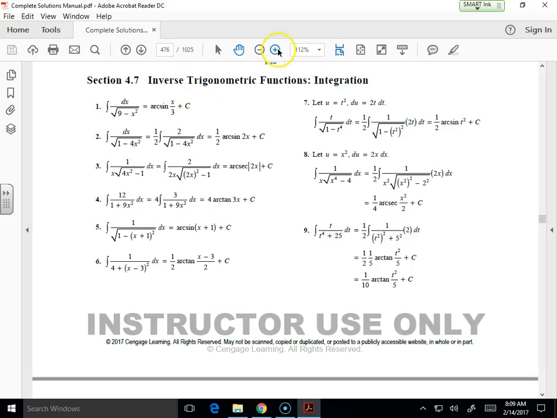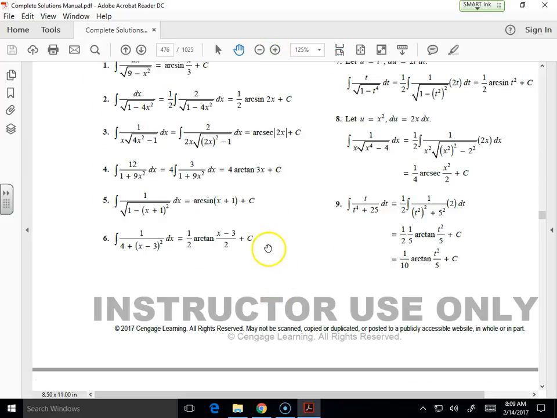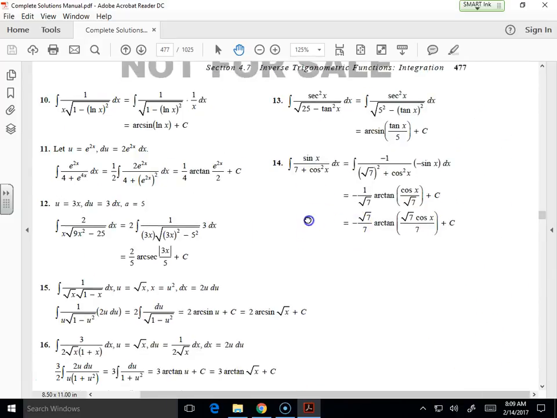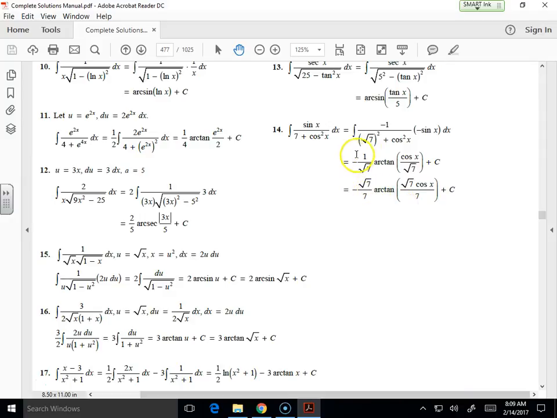Sorry about that. Okay, number 6, final answer is 1/2 arctangent of (x minus 3) over 2 plus c. Looks a lot like some of the ones we did. Anyway, what's the next number? 14. Thanks, guys. 14 is over here. That's kind of weird and awkward. Negative 1 over rad 7, totally fine. You can rationalize whatever. You end up with arctan of cosine x over rad 7 plus c.